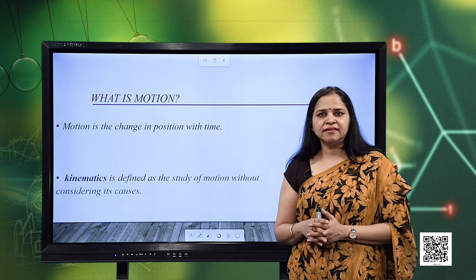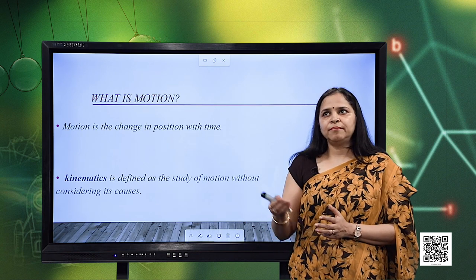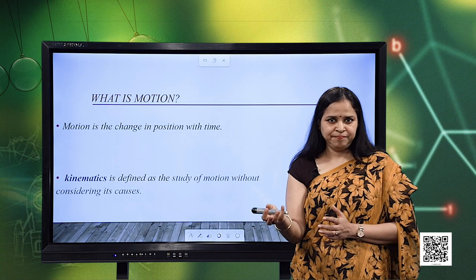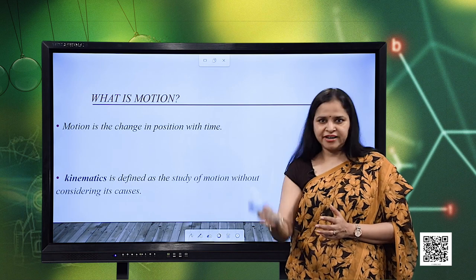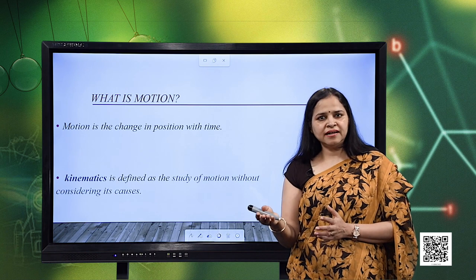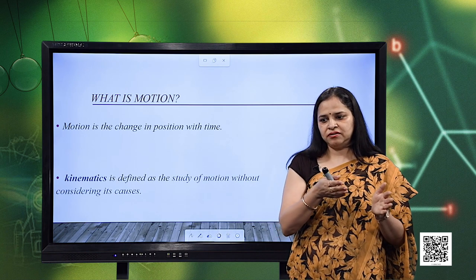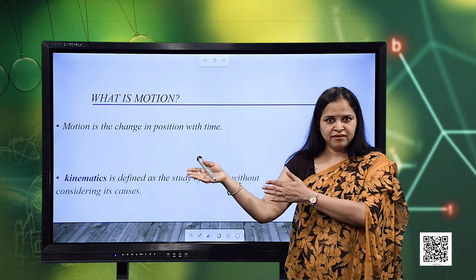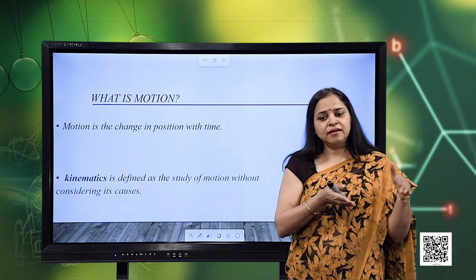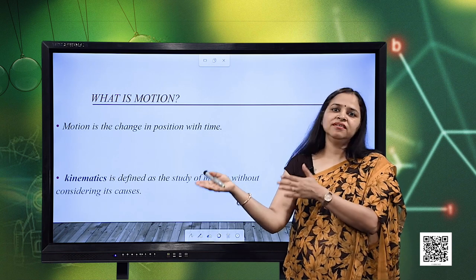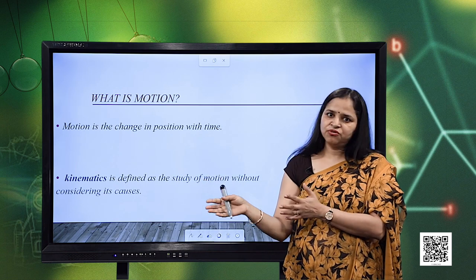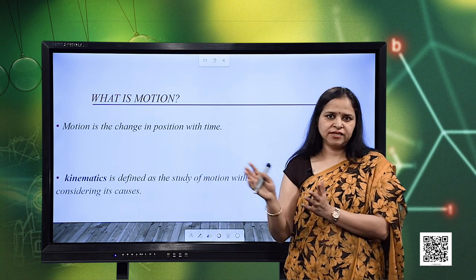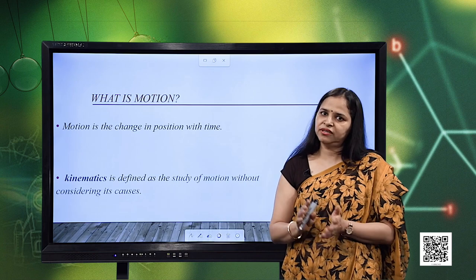For example, consider the apple falling from the tree. What is the path of the apple when it falls from the tree? It's a straight line path. Similarly, suppose a train is moving on a straight track. It is the motion of the train along the straight path. So in this chapter, we are just going to confine our examples to motion along the straight line.